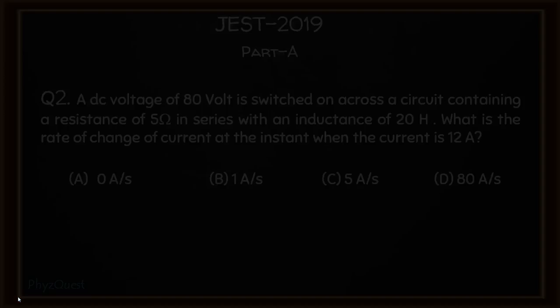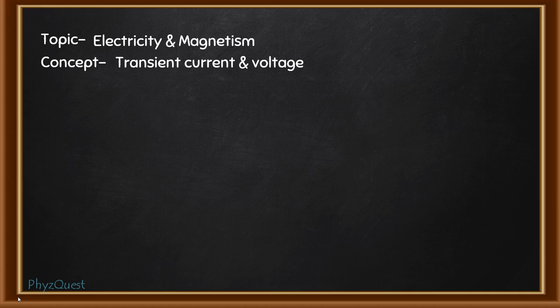So this question is based on electricity and magnetism, and the concept involved here is the transient current and voltage. Why transient current and voltage? Because here the question mentions calculating the value at that instant. So that is what is done using transient value. So what do you mean by transient?